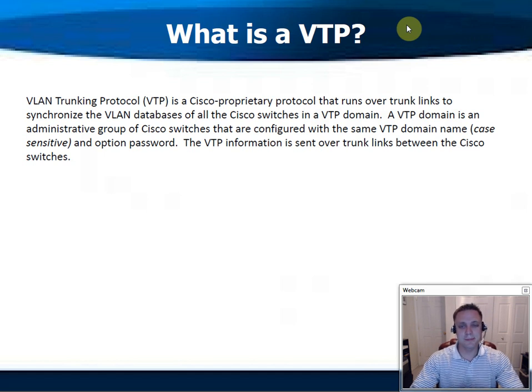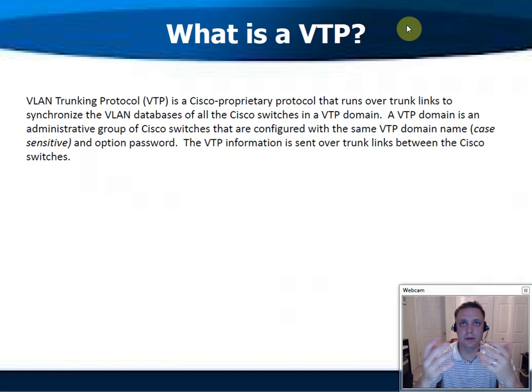Now, don't let the name confuse you. The VLAN Trunking Protocol kind of alludes that it has something to do with trunking. And in reality, it has nothing to do with trunking. It has everything to do with the sharing of VLANs or the dynamic replication of VLANs. In fact, the only thing it has to do with trunking is the fact that VTP information is sent over trunk links. What VTP does for us is dynamically share VLAN information from one switch to another.